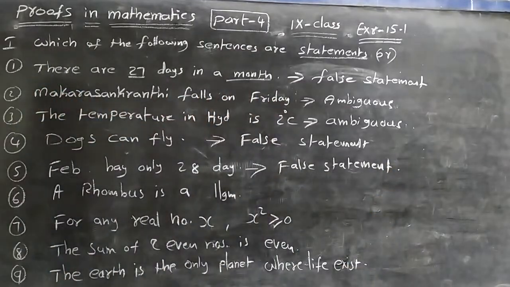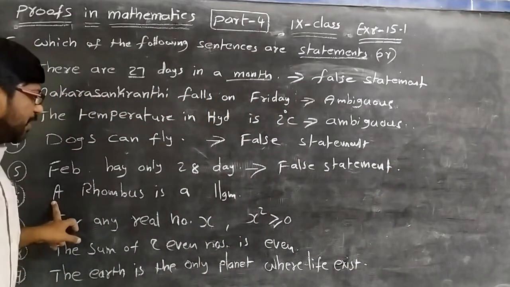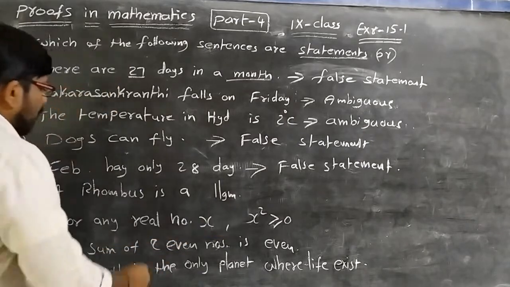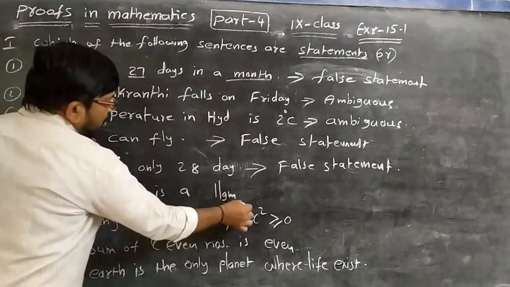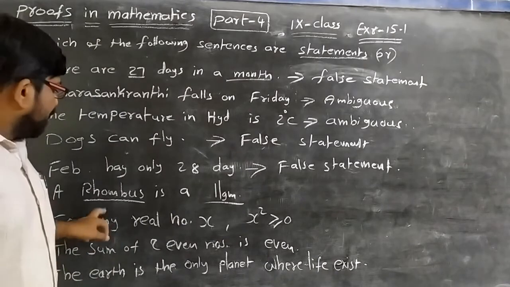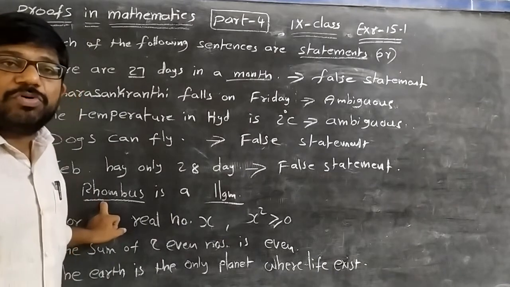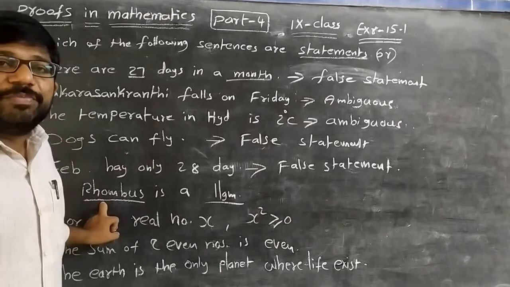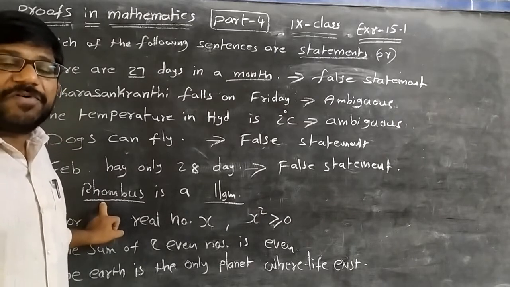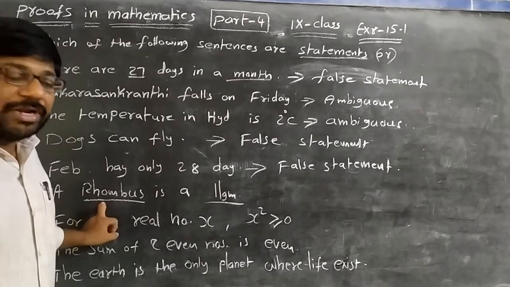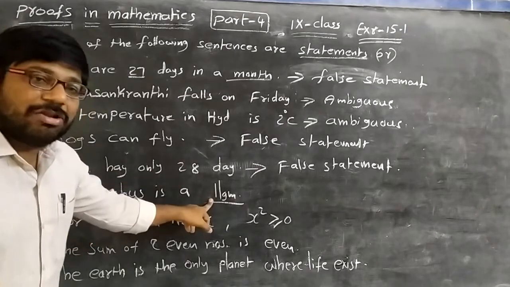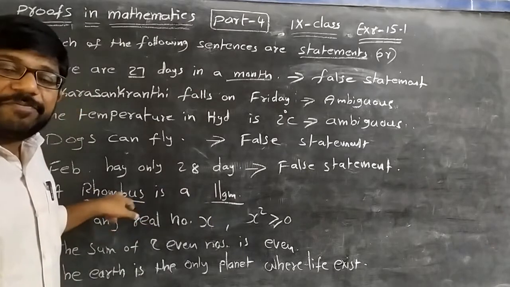Next, a rhombus is a parallelogram. Rhombus is a parallelogram, right? So while doing such problems, we must know the definitions well. Yes, so we must know the definitions of types of parallelograms and rhombuses. See, a rhombus is a parallelogram. So what is the definition of a rhombus?